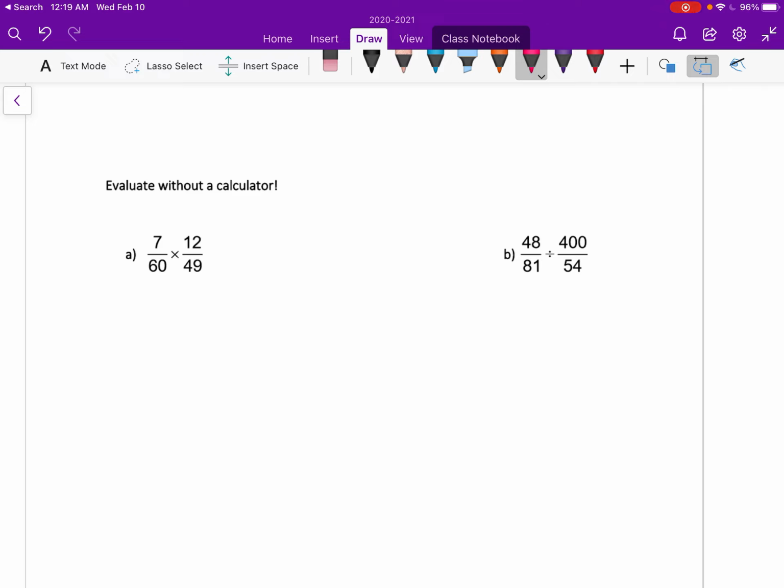So here we have, let's look at our butterfly. So let's look at one wing. We have 7 and 49. So let's cross those out. I know 7 divided by 7 is just 1. 49 divided by 7 is just 7.